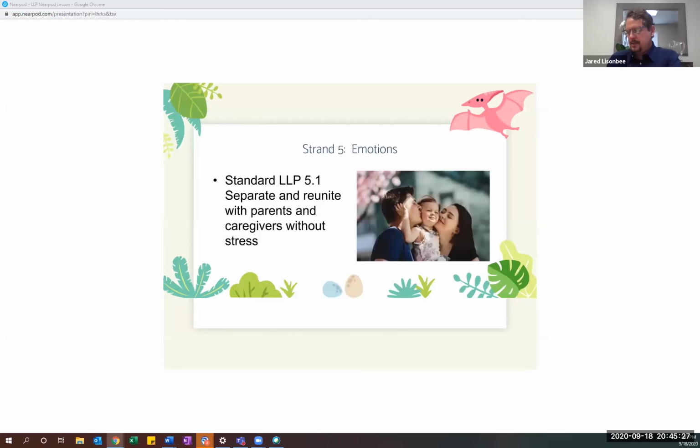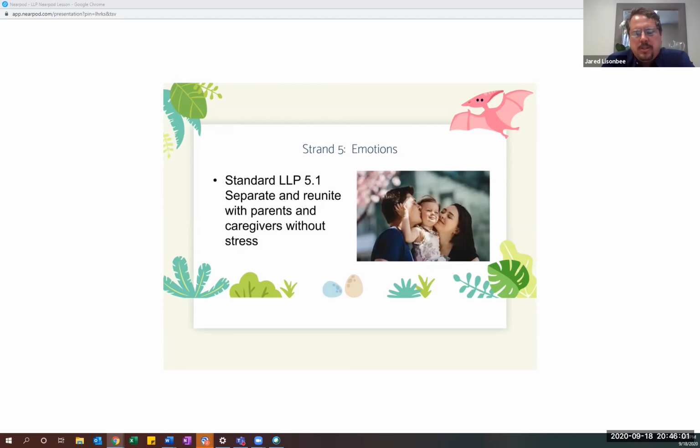Okay, so the next section, Strand 5, emotions. Strand 5.1 is to separate and reunite with parents and caregivers without stress. This is a more specific type of skill. It's specific to the pickup and drop off time, but it still has to do with the bigger picture of lifelong learning practices and helping to make predictions and understand, okay, so I miss my parents when they're gone, but they will be coming back.